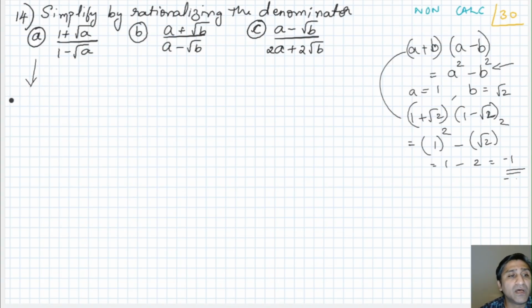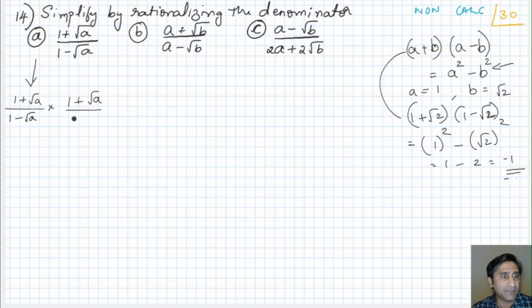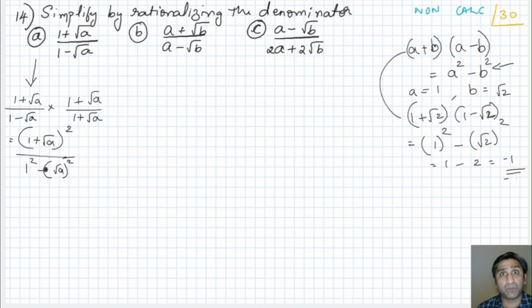So what we do here is multiply and divide 1 minus root a by the opposite sign. What is the opposite sign of that? That's going to be 1 plus root a divided by 1 plus square root of a. Very nice. So the numerator is 1 plus square root of a whole squared, and the denominator is quite simply 1 squared minus root a whole squared, by the a plus b times a minus b formula. The numerator, a plus b whole squared, is nothing but a squared plus 2ab plus b squared. So we apply the same thing here as well.